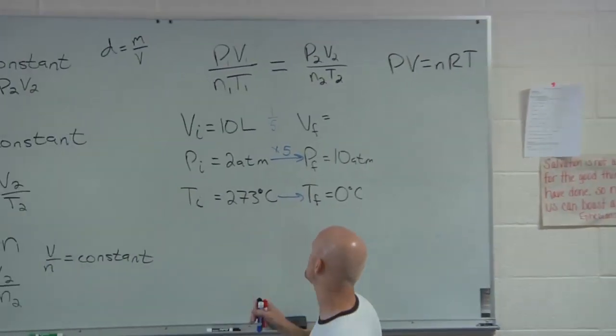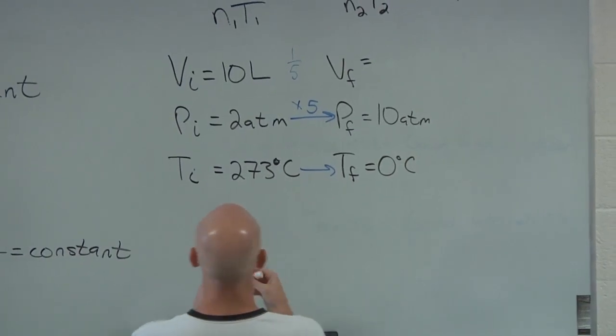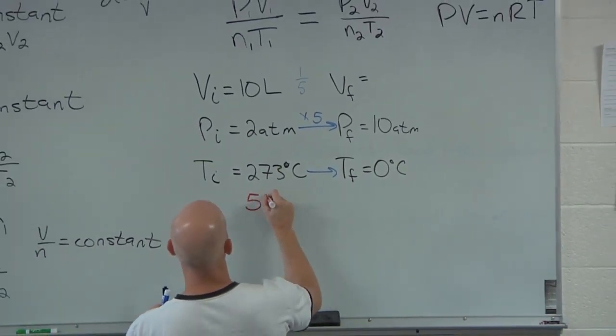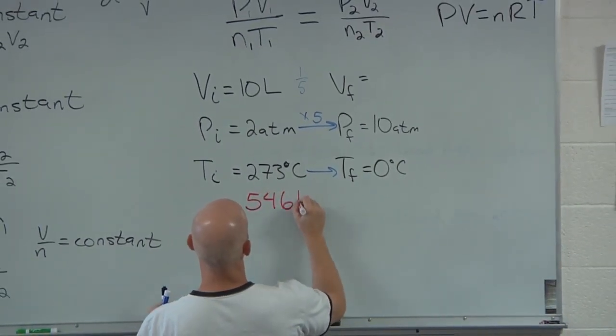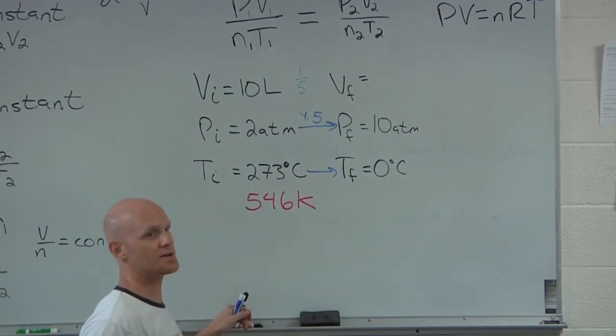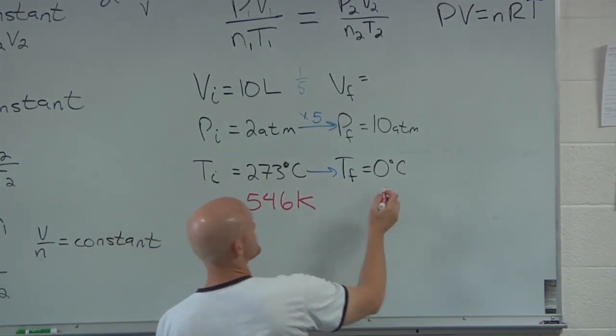What is 273 degrees Celsius in Kelvin? It's actually 546 Kelvin. You have to add 273 to it. What is 0 degrees Celsius in Kelvin?